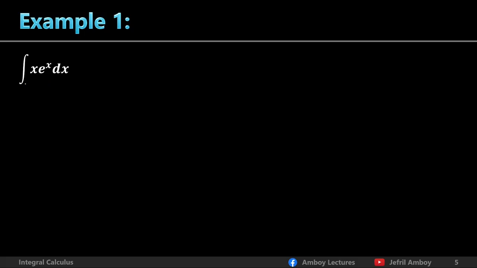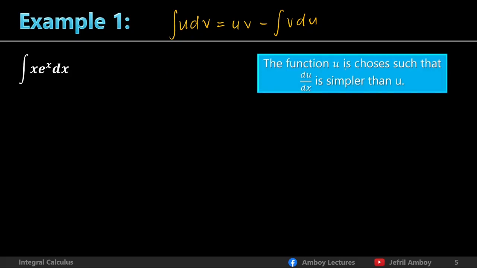Diba? And we know that when we use integration by parts, tayo ay naglelet ng u. Alin dyan ang gagawin mong u? At alin ang gagawin mong dv? Remember that the integral of u dv is equal to uv minus the integral of v du. Right? So, alin yung gagawin mong u at alin yung gagawin mong dv? Okay. So, there is actually a rule of thumb. Okay? The function u is chosen, ano ba to? Chosen such that du over dx is simpler than u.